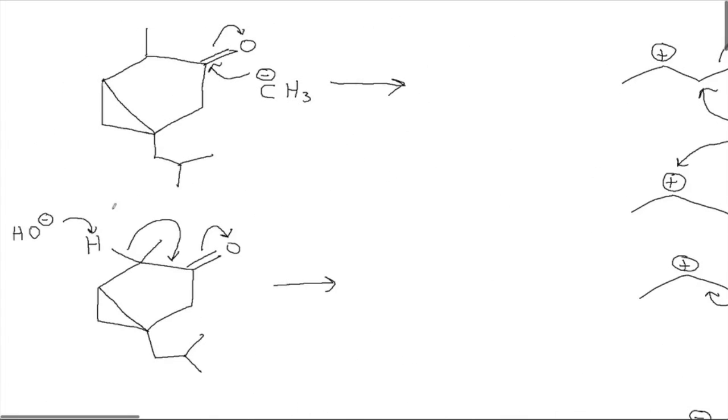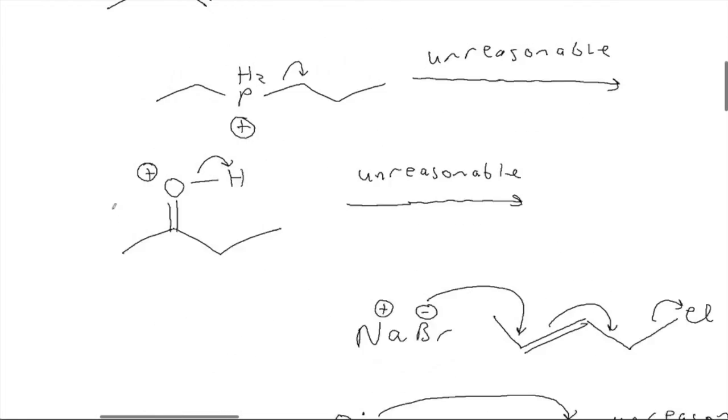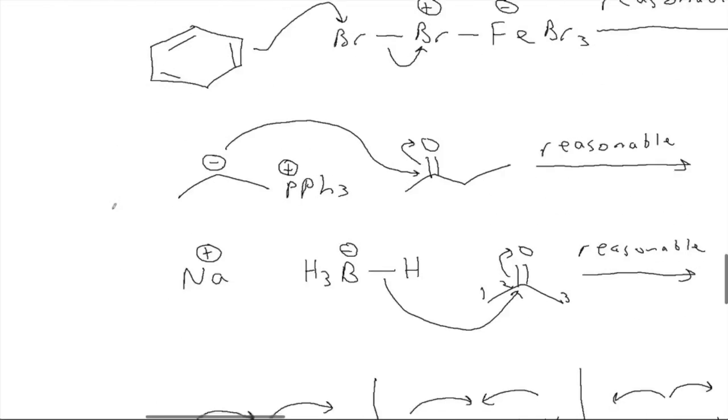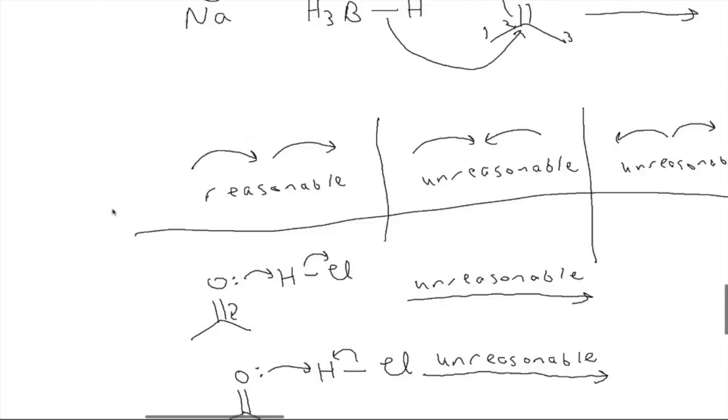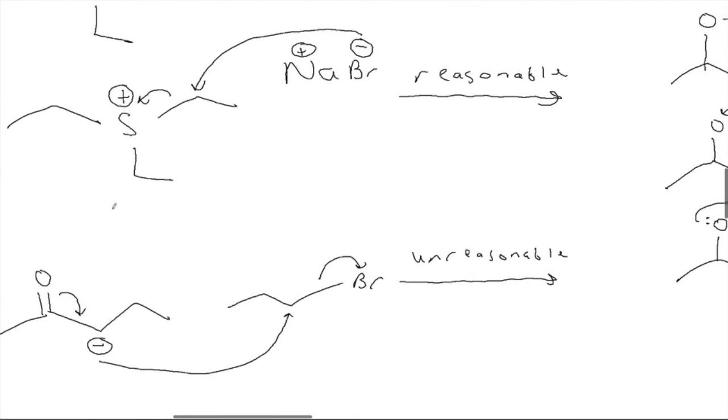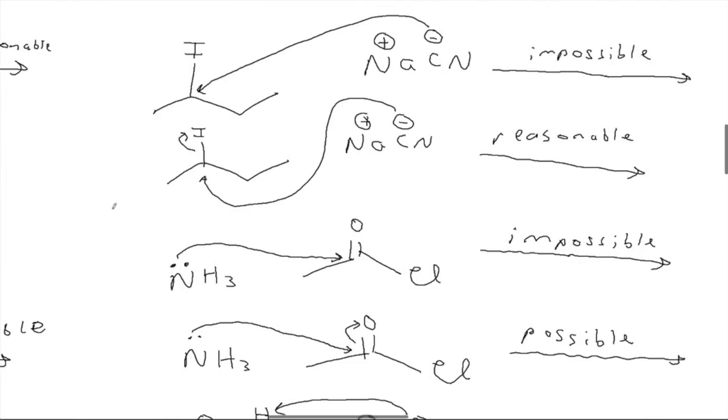And then, once we got that down, we started moving on to the next rule, which is don't break the octet rule. Remember, the only time you're in danger of breaking the octet rule is when you're forming a new bond. So you have to make sure that if you're forming a new bond, let's see, where did we put this?